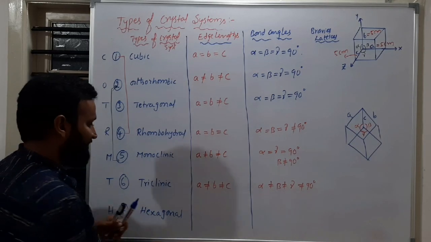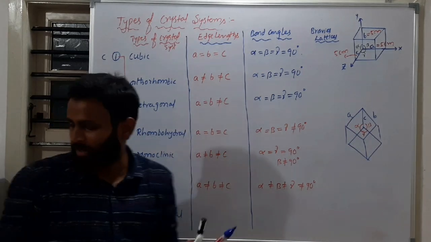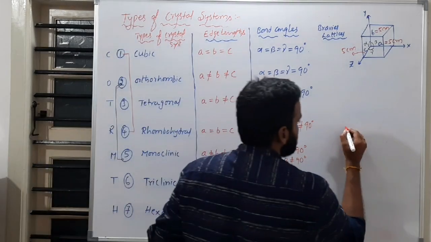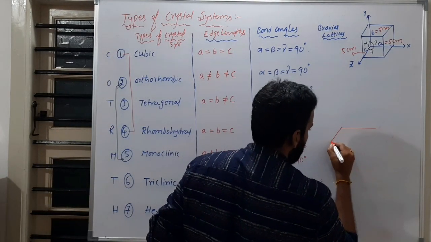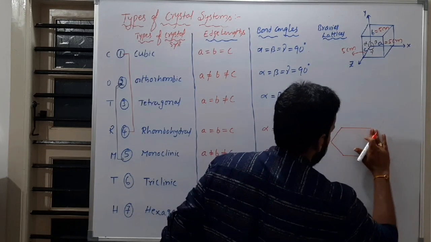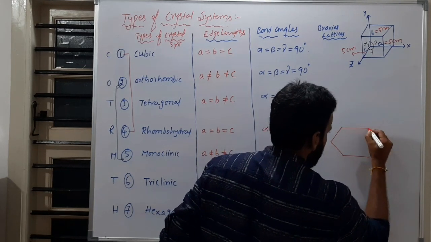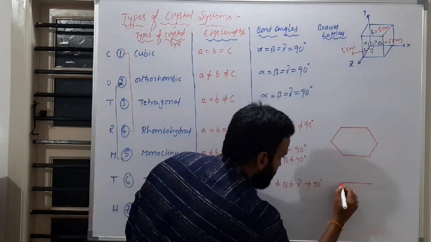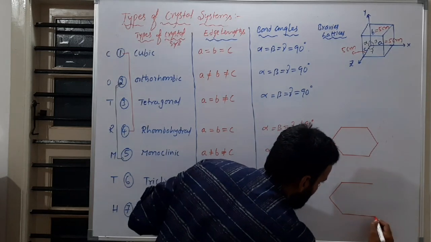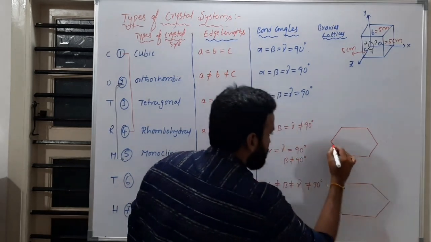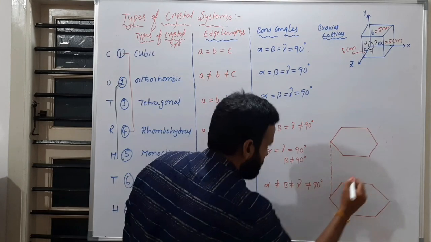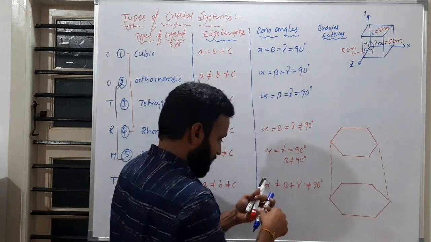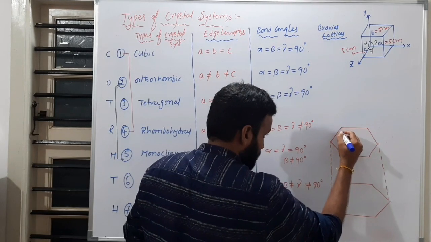Now we have hexagonal. To understand hexagonal, I'll draw that now. So like this. Okay. So here you have like this. So this is one line, and this is another, and here to here, and here to here you have one.